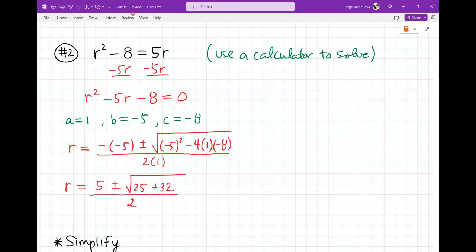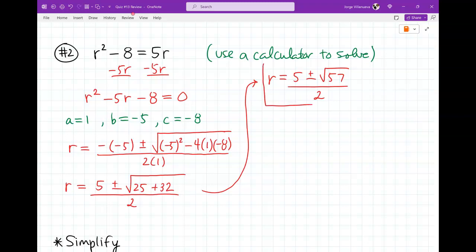25 plus 32 is 57. I'm going to go over here. r is equal to 5 plus or minus the square root of 57 over 2. Okay? And at this point, here I would stop. If I was doing this test and all it said was solve, then I would be done. I would say I'm good here. So this is good.